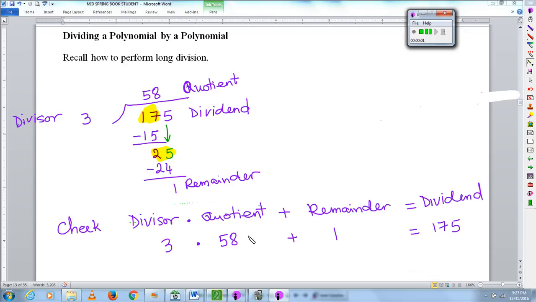How can we check our answer to see if we found the correct quotient? We take the divisor times the quotient plus the remainder. If it equals the dividend, then we found the correct answer. In this case we have 3 times 58 plus 1, and that equals 175. That's true, so therefore 58 is the correct quotient, and 1 is the remainder. So let's use the long division concept to divide polynomials.